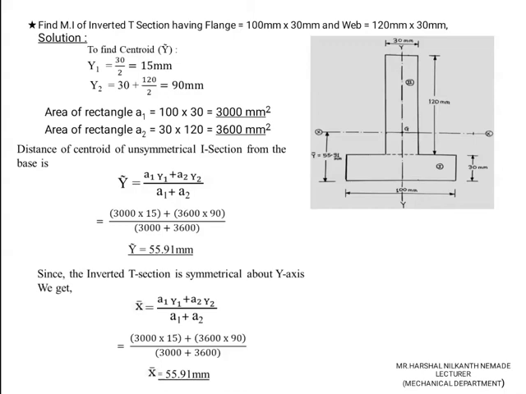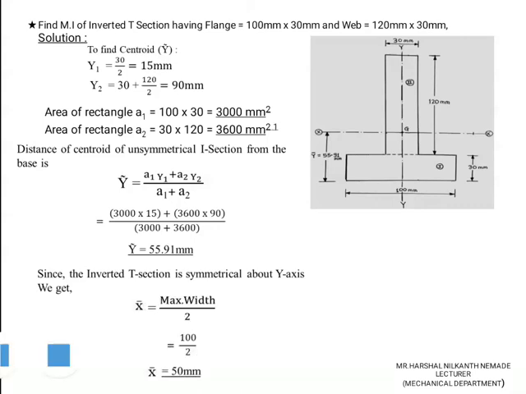Since the inverted T section is symmetrical about the y-axis, x bar is equal to maximum width divided by 2, equal to 100 divided by 2. X bar is equal to 50 mm.